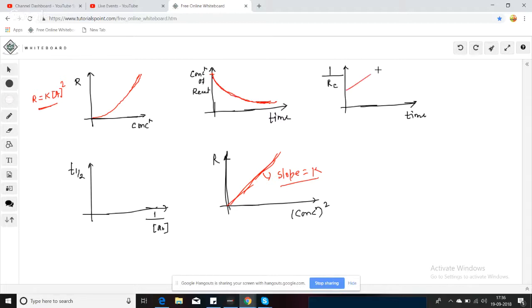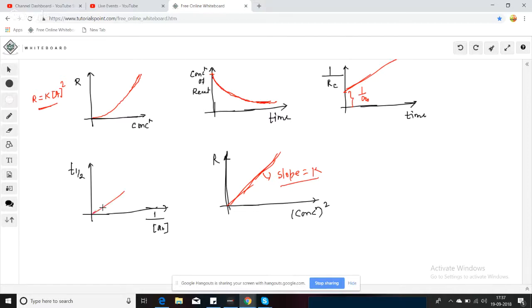Is it a straight line like this? Tell me. Yes. And what is this point? 1 by A naught. This distance is 1 by A naught. The expression that we have done just now, from this you can understand. Siddhant, are you getting all these?